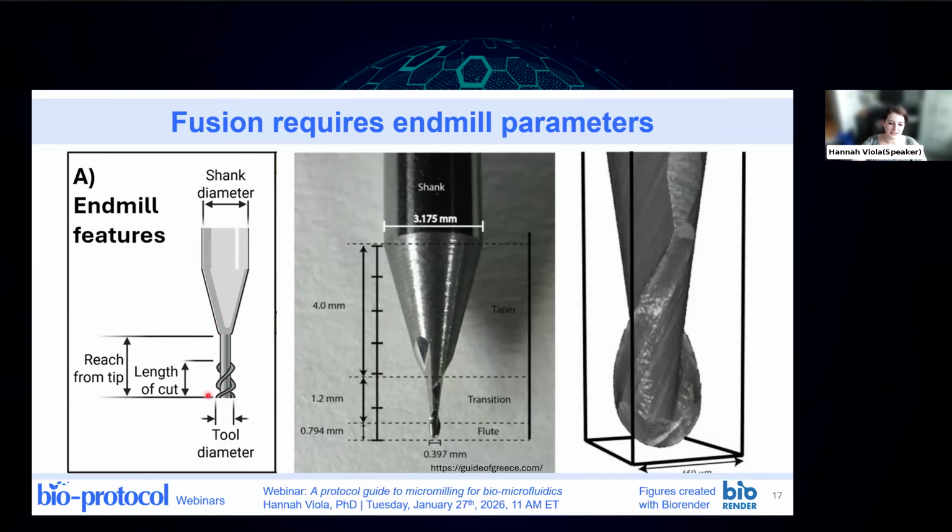And then the length of cut is the part that actually has the flute on it. And here that would be the 0.794. And then the tool diameter is this 0.397 in this tool. That's going to be easy to find because every tool that you buy provides these parameters because we need them to program the machine.